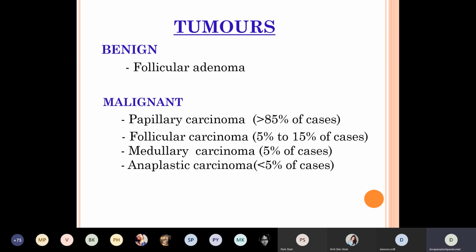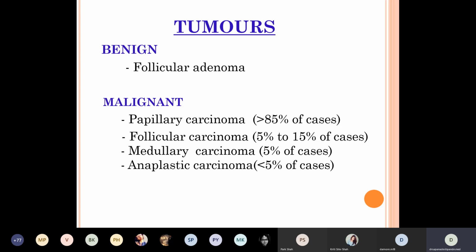So now two things we have discussed. Now we will discuss the tumors of the thyroid. So first is benign, and then malignant. Okay, so which is the benign tumor of the thyroid? That is follicular adenoma. If it is adenoma, it is benign. Okay, and if it is malignant, it is called follicular carcinoma. Okay, so you should know what is benign. Name should be follicular adenoma. Malignant, there are four: papillary carcinoma, follicular carcinoma, medullary carcinoma, and anaplastic carcinoma. Okay, so there are four malignancies of the thyroid.